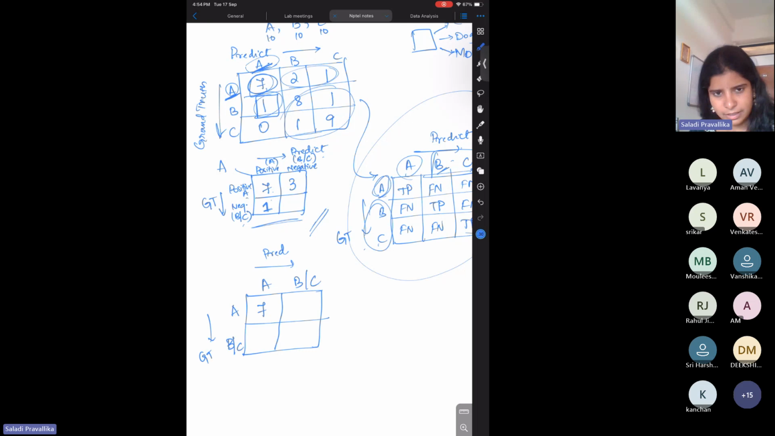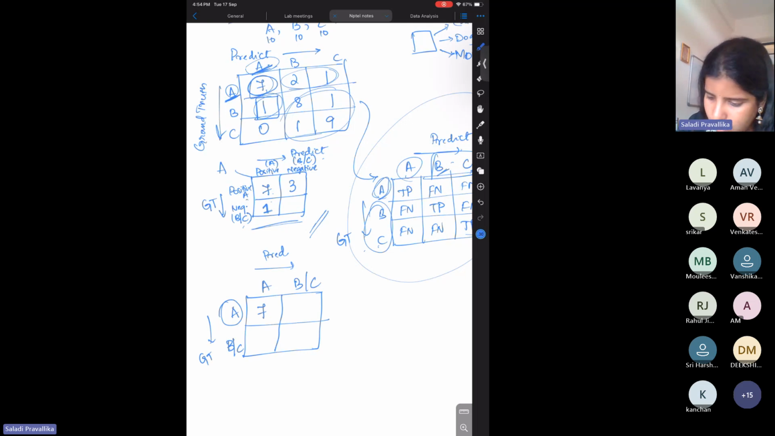How many values are there when my ground truth is A, but it is predicting something else? I'm looking at this whole part right now. My ground truth is A, but the predictions are B and C. It is 2 plus 1: 2 from class B and 1 from class C. I'll write it over here. So this whole part is done.